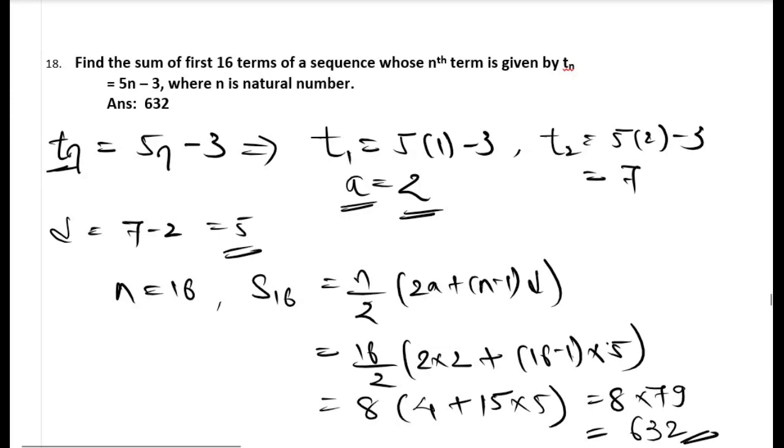So if you have been given any question in the form of nth term, you can put the value of n in the formula of nth term, get the first term, second term by putting 1 and 2, find the common difference, and then you can get whatever you want.